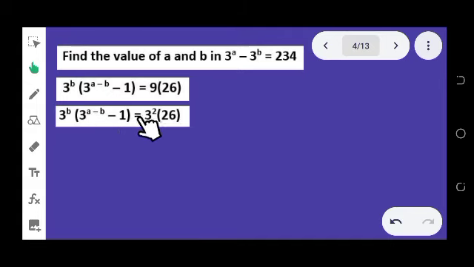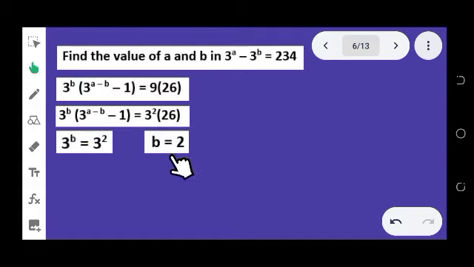Now notice that in this part here, you already have a base 3, which is 3 squared. And on the left side, you have an obvious base 3, which is 3 to the b. That means these two expressions having the same base will be equal. That's why we have 3 to the b is equal to 3 squared. Solving for b, we get b equals 2.